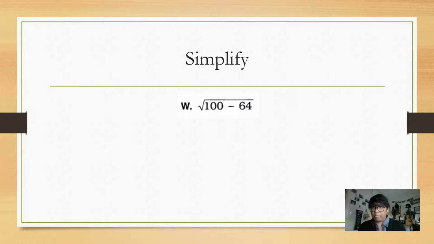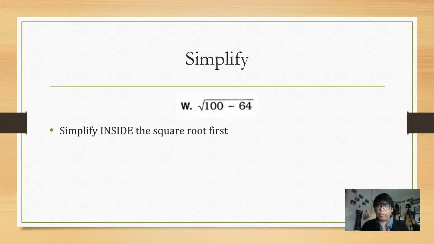Here's another problem. This time we have one square root, and inside the square root we have 100 minus 64. So the rule here, very important rule, is simplify inside the square root first. So inside the square root, we see 100 minus 64. We need to simplify that first. And that's not a problem. 100 minus 64 is 36.